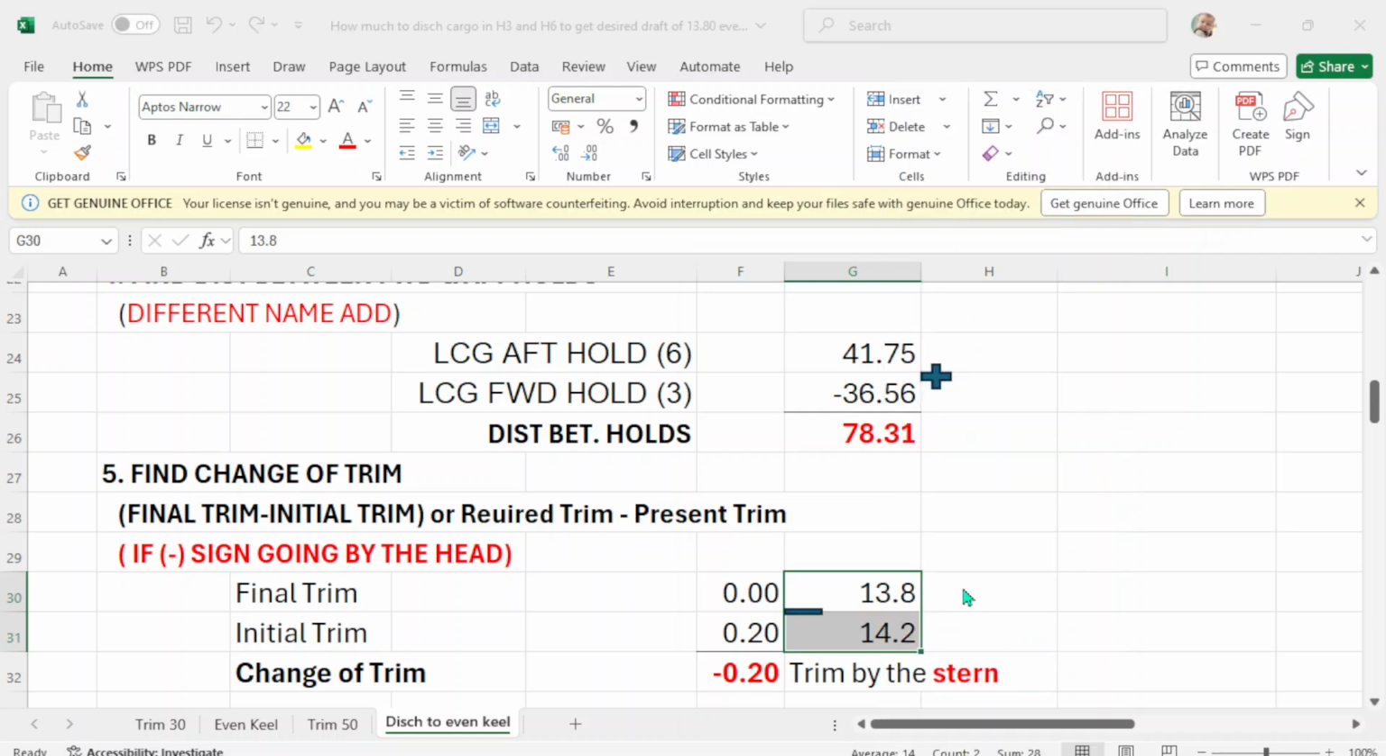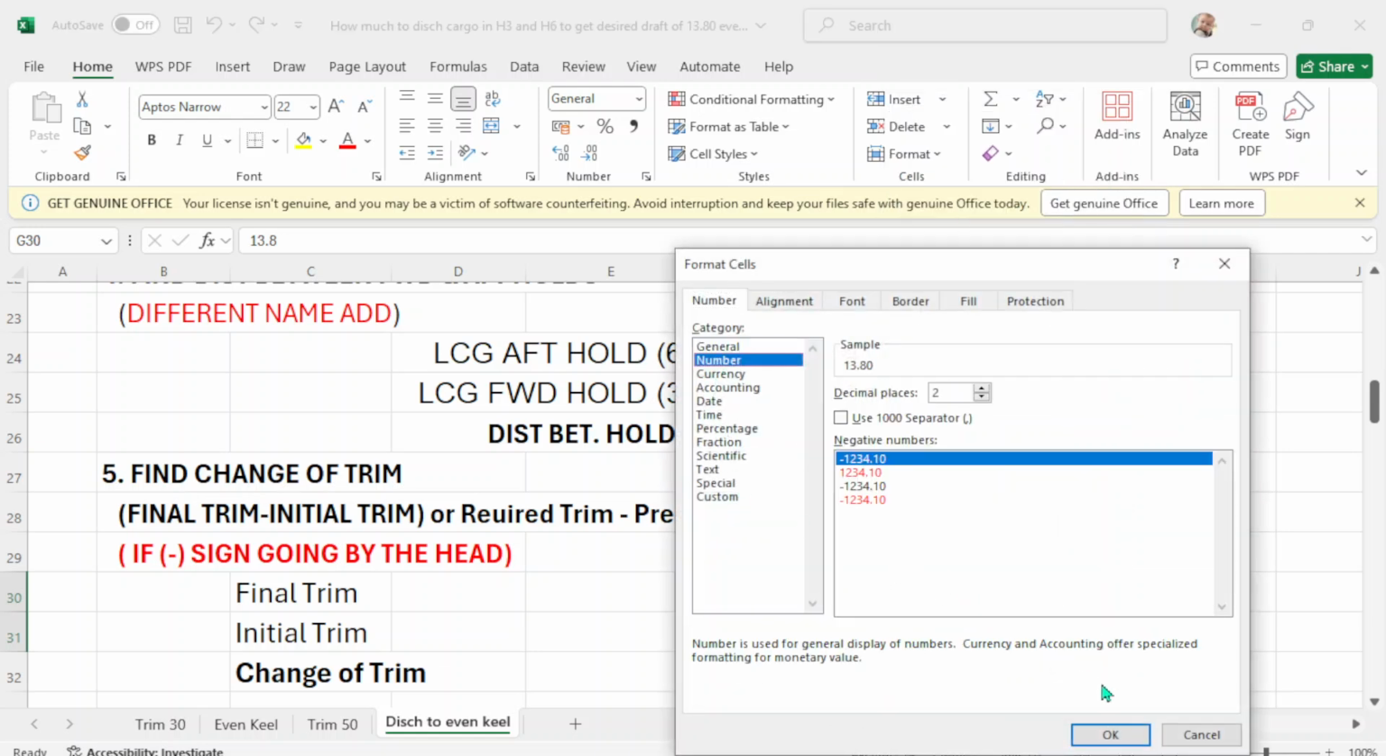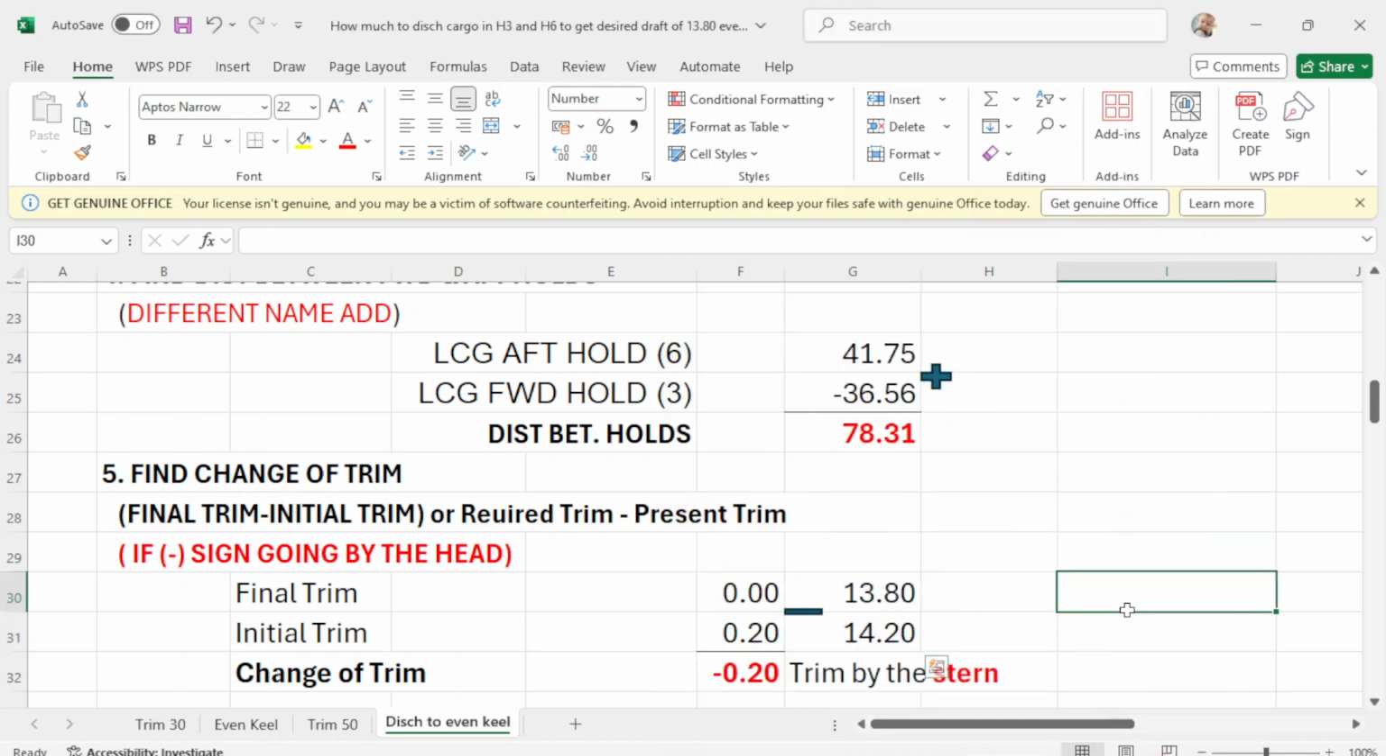What this one? Okay. This is your target drop. This is your present drop. And your present drop, you have a trim of 20 centimeters, and your target will be 0, even keel, or 0 trim. So your change of trim will be negative 20 centimeters because you're going to discharge some cargoes. Okay, that's why it's negative 20.